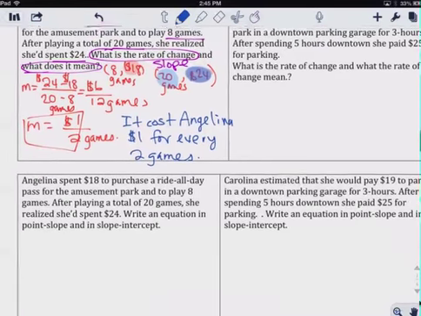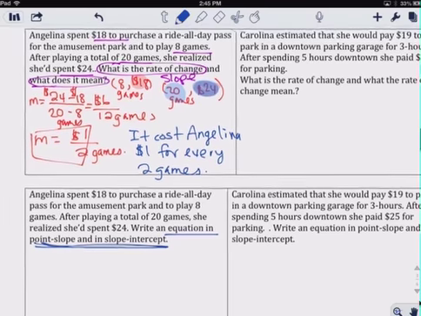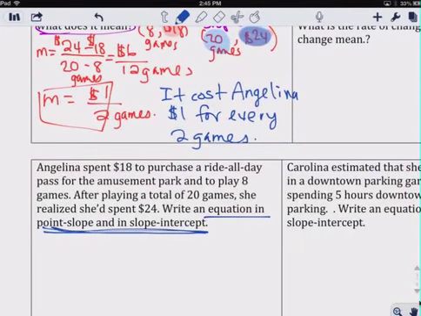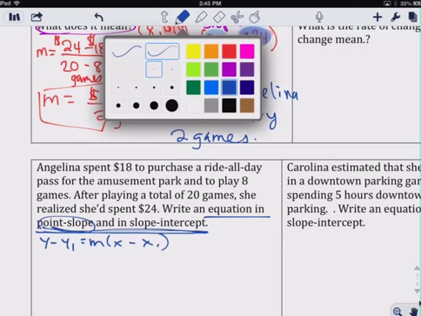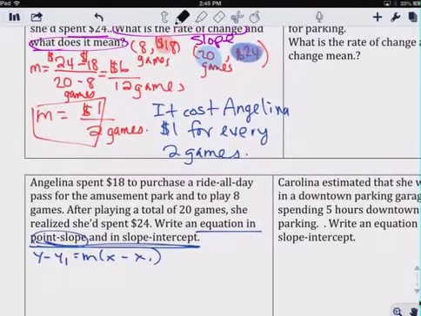The one on the bottom here, same thing. Write the equation in point slope and slope-intercept form. Okay, same problem. So we know we pick point slope, we use y minus y1 equals m parentheses x minus x1. Okay, we pick a point. Let's say either 8, 18 or 20, 24. 20, 24. I'm going to choose 20, 24.